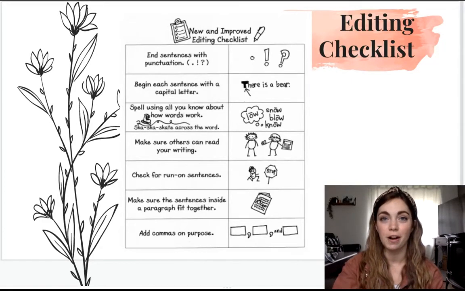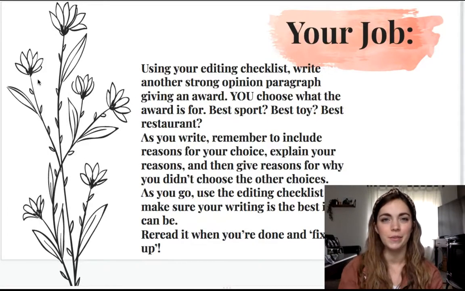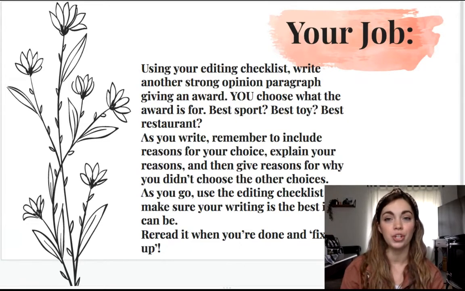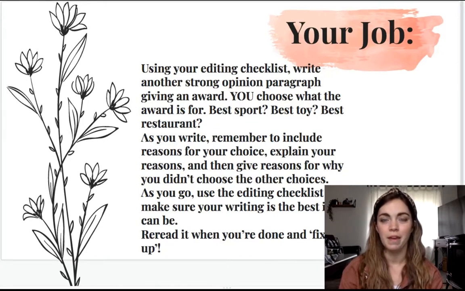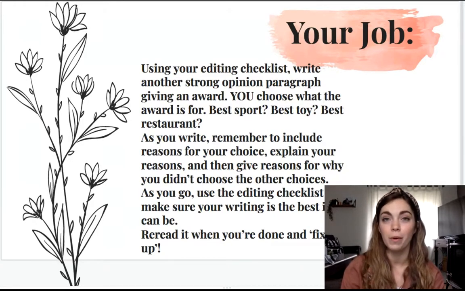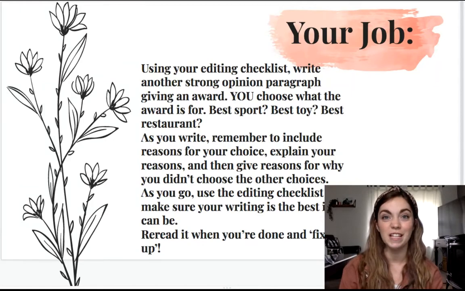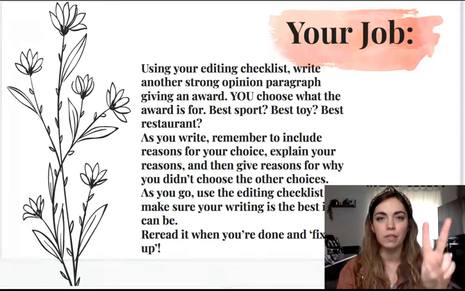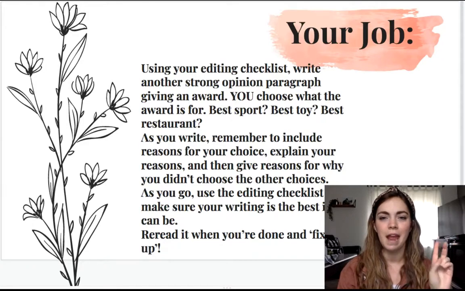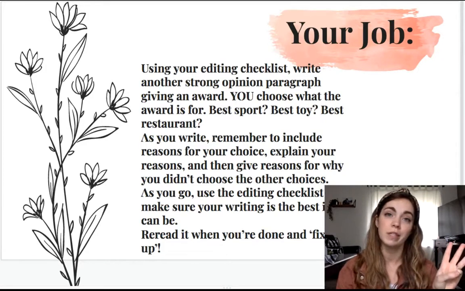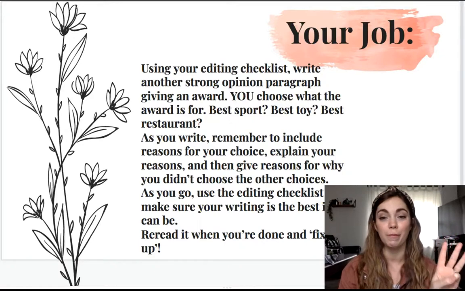All right, your job this week is to use that editing checklist to write another strong opinion paragraph giving an award. This time, you get to choose what the award is for. It could be, in your opinion, what the best sport is, what the best toy to play with is, what the best restaurant is or fast food restaurant is. As you write, remember to include the reasons for your choice. Explain those reasons and give examples. And then give reasons for why you didn't choose the other choices, just like everything we've learned before.